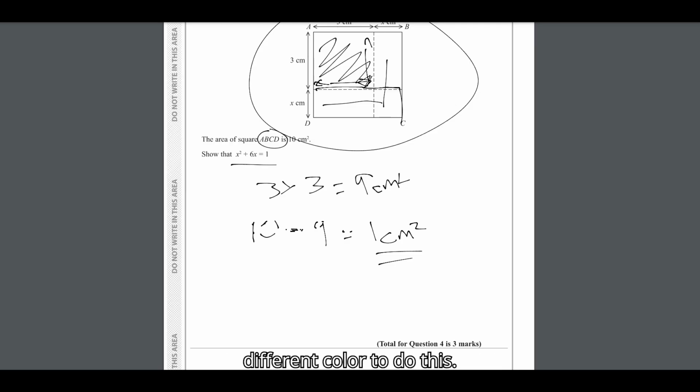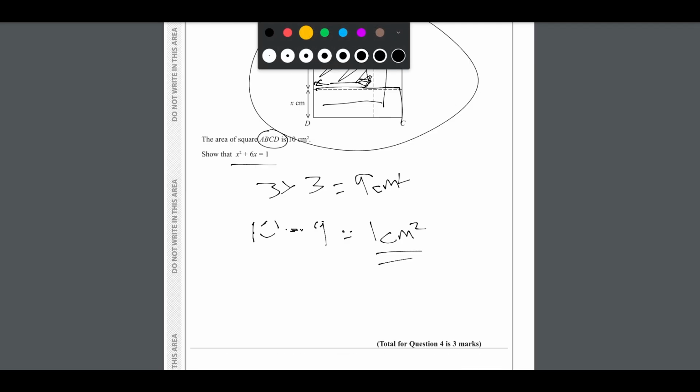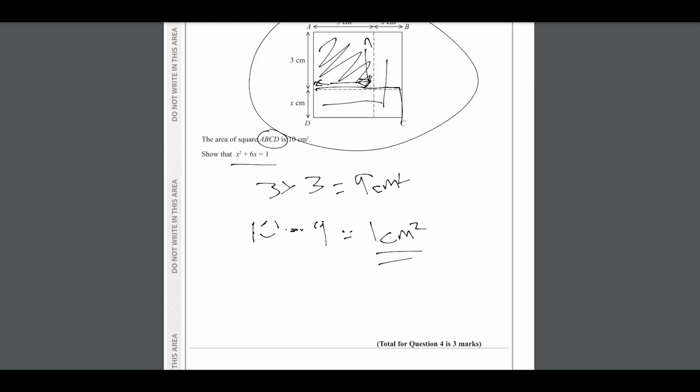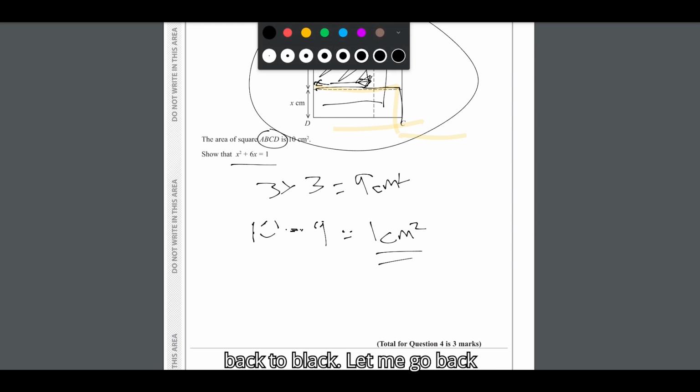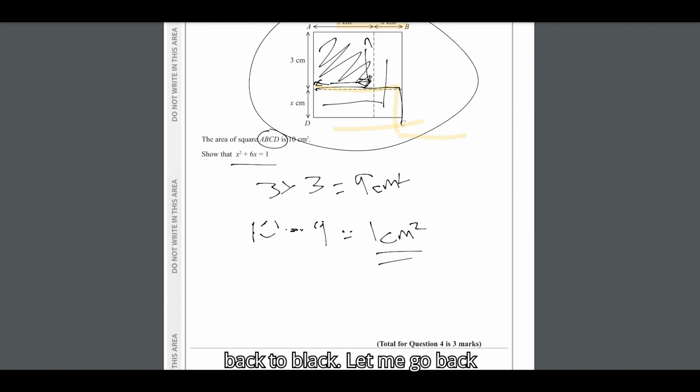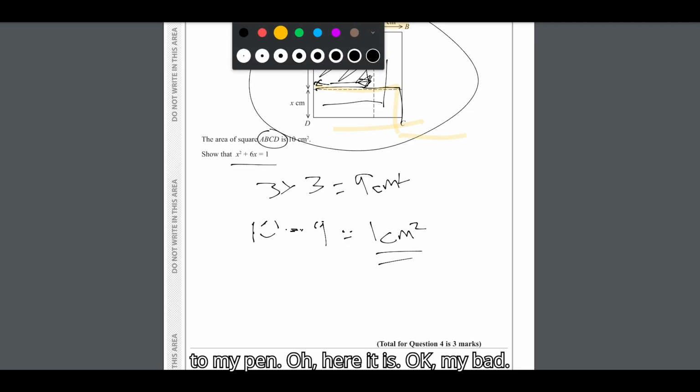Let me just choose a different color to do this. Let's just choose yellow. So we want to calculate this segment over here. Is it working? Ooh, that's a bit messy. Let me just revert back to black. Let me go back to my pen. Oh, here it is. Okay, my bad.